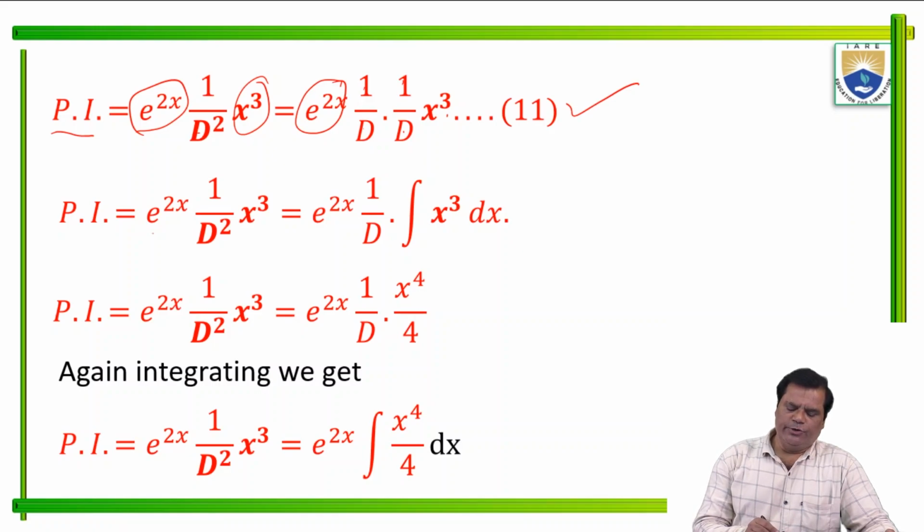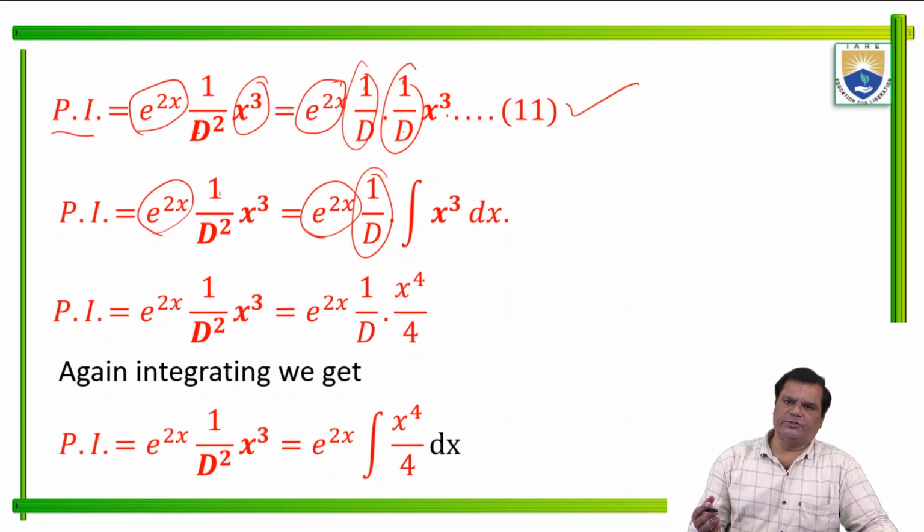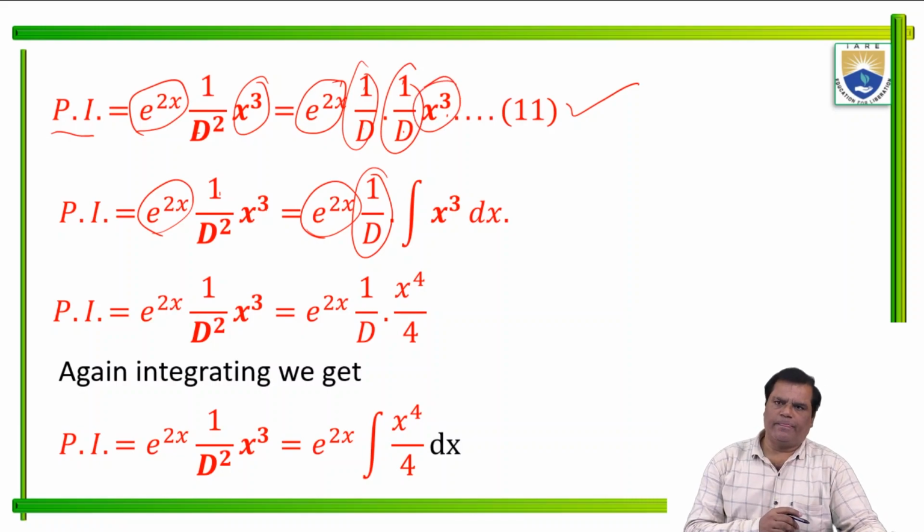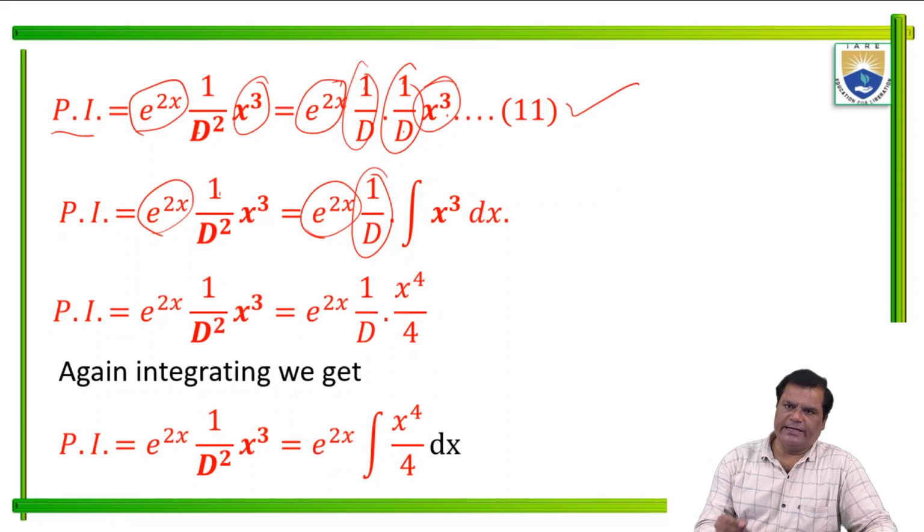PI is equal to e to the power 2x, 1 upon D square into x cube. So here taking one D, 1 upon D, e to the power 2x into 1 upon D. Here 1 upon D means integration with respect to x. The function given here is x cube.